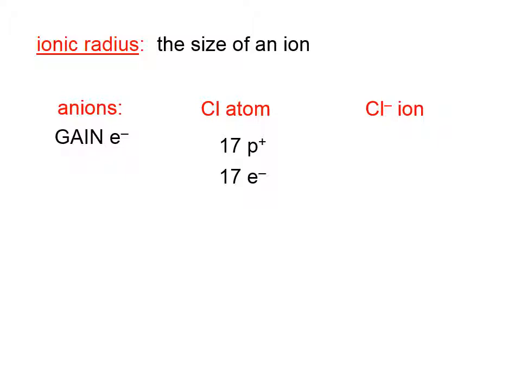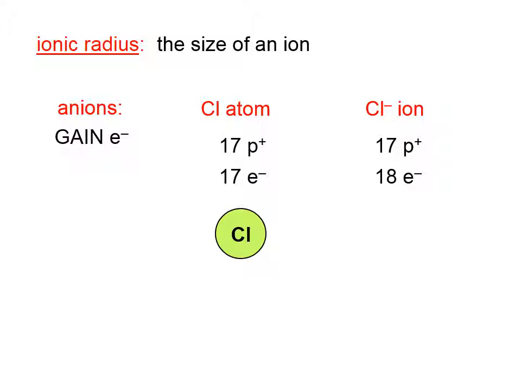So a chlorine atom has 17 protons and some number of neutrons in its very tiny nucleus, and it has 17 electrons orbiting around the nucleus. So it's a certain size. If we look at a chloride ion, it has 17 protons, but a chloride ion has gained one electron. It has 18 electrons. And again, you can see from the periodic table that chlorine would want to gain one electron so that it could have the same number of electrons as the nearest noble gas, which is argon.